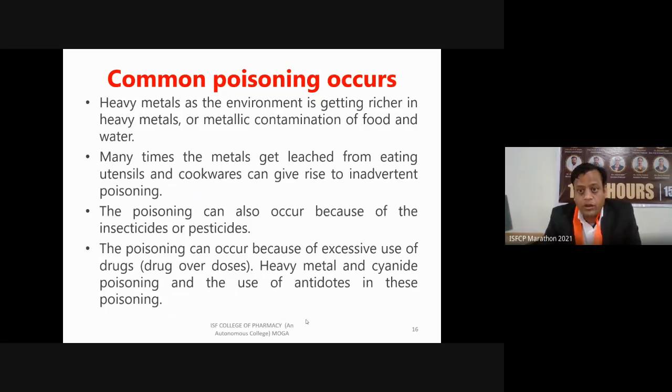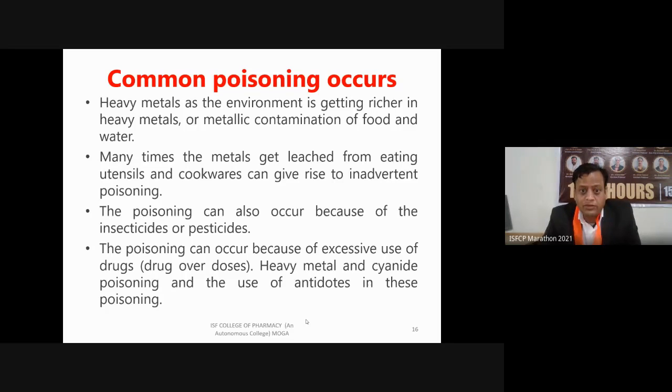Common poisoning occurs. There are various agents which produce common poisoning. Heavy metals: as the environment is getting richer, metallic contamination of food and water is also a common source of poisonous substances. We are living in an environment that contains different types of heavy metals, such as lead and mercury. These heavy metals enter our body and produce different types of hazardous effects. So these are the common poisonous substances.